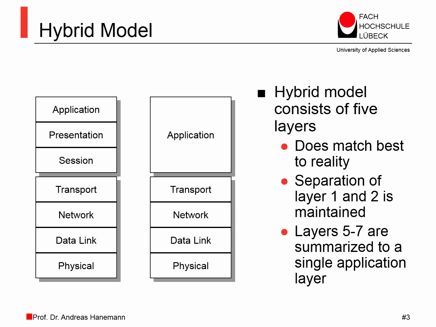So a model that matches best to the situation in reality is the hybrid model, which you can find in the middle of the slide. As you can see, it maintains the separation between the physical and the data link layer as we know it from the OSI model. Then on the top, there's only one application layer, which is the summary of the session, presentation and application layer as we know it from the Internet model. So in reality, it turned out not to be so useful to do this separation in the application-oriented layers.